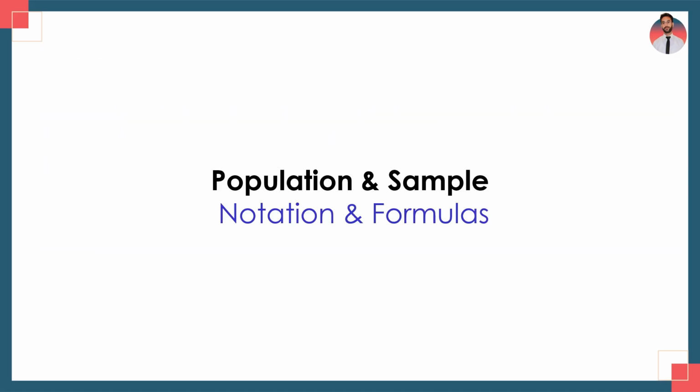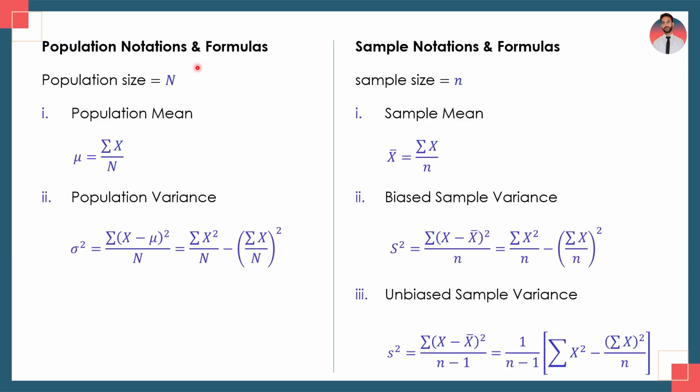The third point is population and sample, discussed with notations and formulas. First of all, I will discuss population notations and formulas. Here, population size is denoted by capital N, and first is population mean. Population mean is denoted by mu, which is equal to summation x over capital N. That is the formula for population mean. And population variance is denoted by sigma square, and its basic definition formula is summation x minus mu, whole square, over capital N, and its short form is summation x square over N minus summation x over N, whole square. That is the formula for population variance.